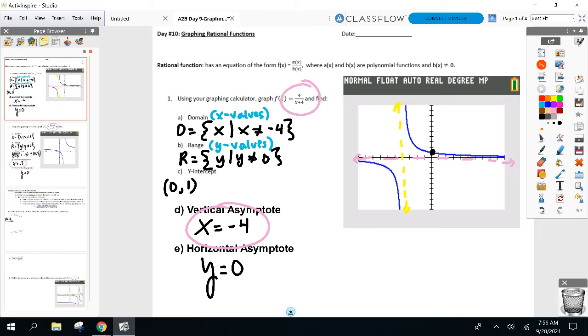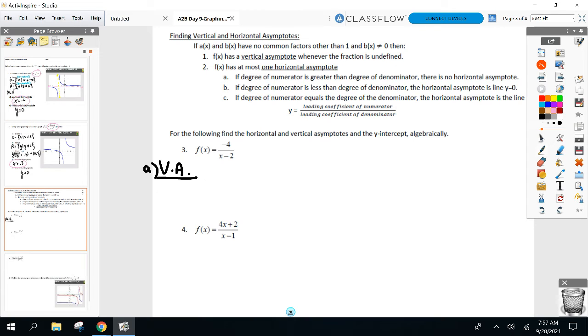Okay, ready? Your vertical asymptote is what makes this undefined. Remember undefined, you get what in the denominator? So you find the vertical asymptote by figuring out what value of x is going to make it undefined. So go back to the one we're working on. What's in the denominator right now? X minus 2. So what value of x could I plug in that makes it undefined? 2. Everyone agrees? There's your vertical asymptote.